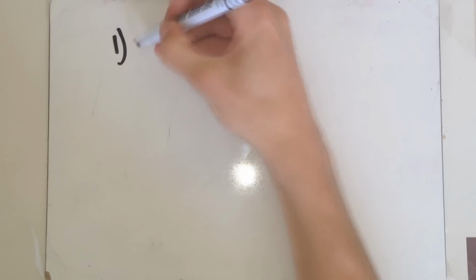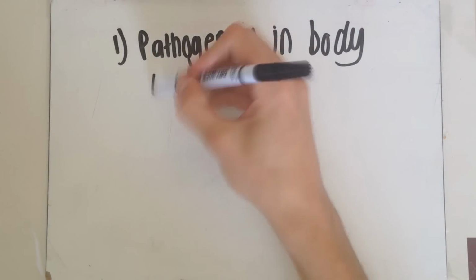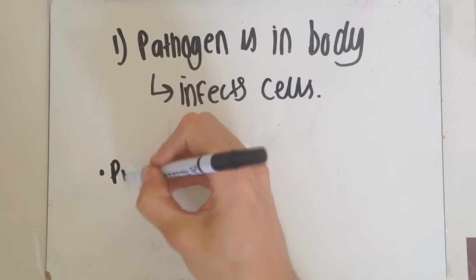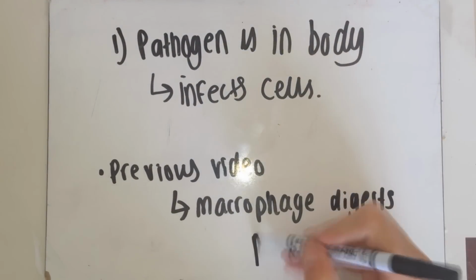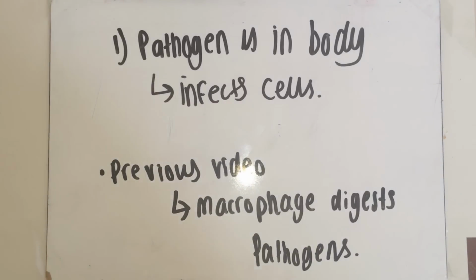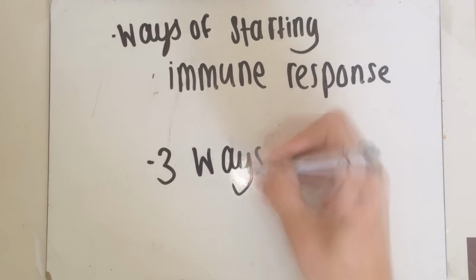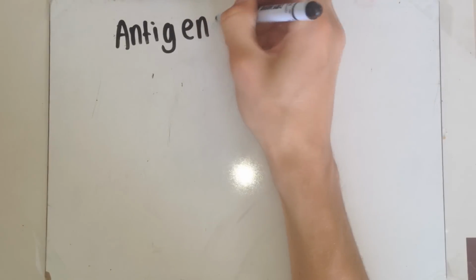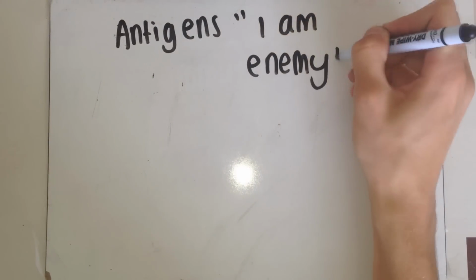So here we go. The immune response happens when the pathogen has entered the body and infected some body cells. If you watch my previous video, you'll see how a pathogen is digested by macrophage and phagocyte. In order to understand this video, you'll need to understand that, so make sure you know it. It's simple. Now, there are three ways of the immune response starting, and they all revolve around antigens. Antigens are easily detected by the immune system, and all foreign antigens essentially say, I'm enemy.